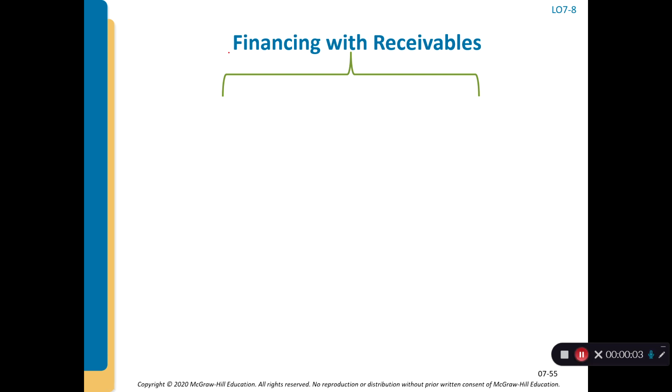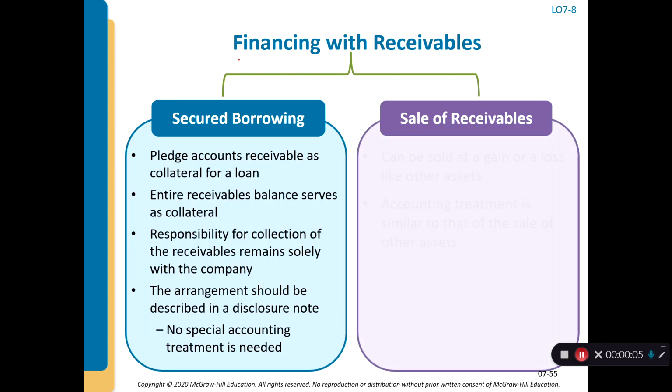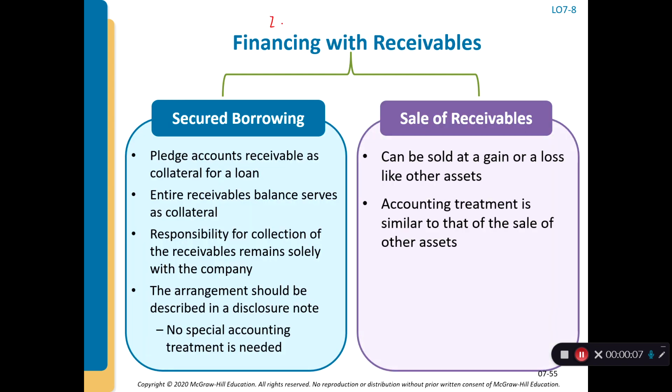Chapter 7 will be the most new knowledge that we will gain in intermediate accounting. The prior portion, part 1, is basically financial accounting review, right? So we want to focus on how to finance the receivable.